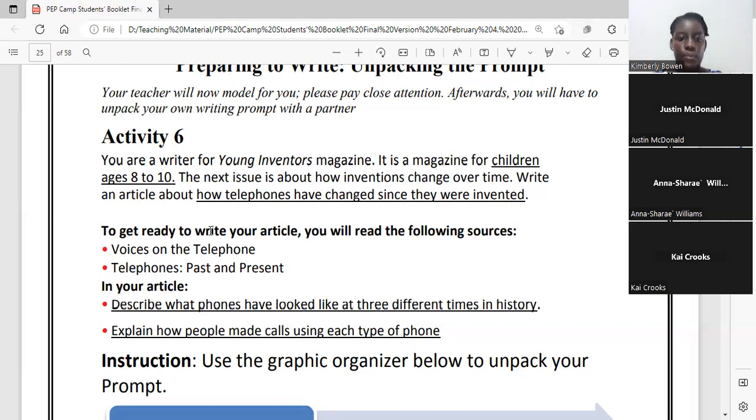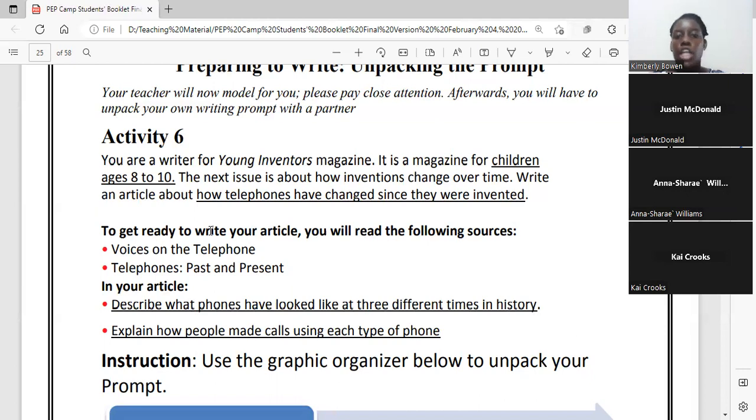To get ready to write your article, you will read the following sources. Voices on the telephone, telephones past and present. In your article, describe what phones have looked like at three different times in history. Explain how people make calls using each type of phone.